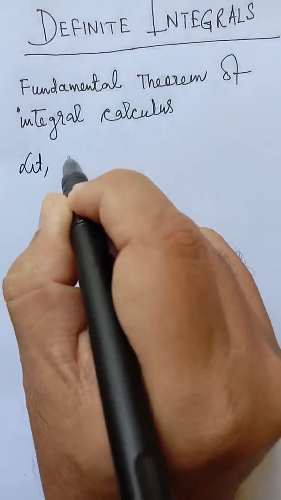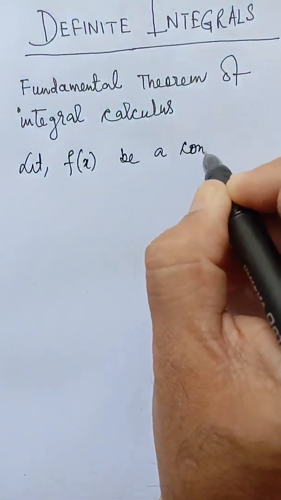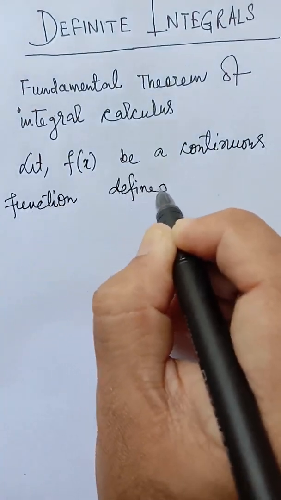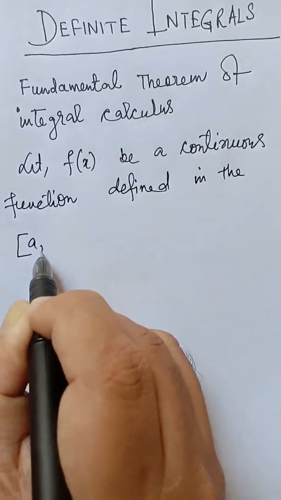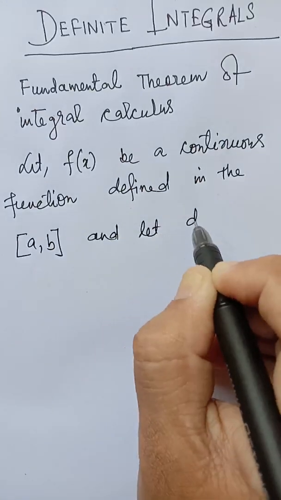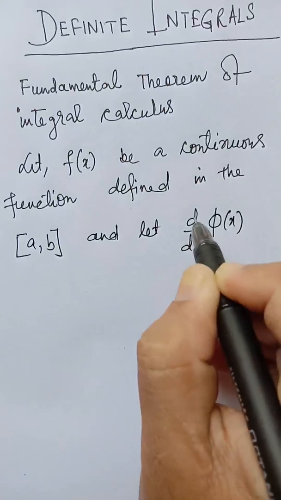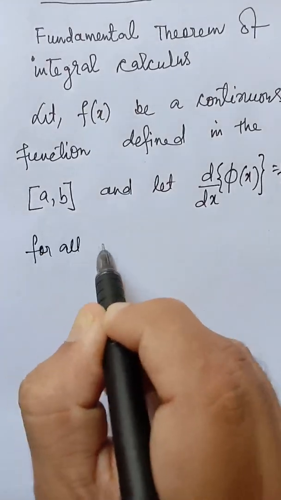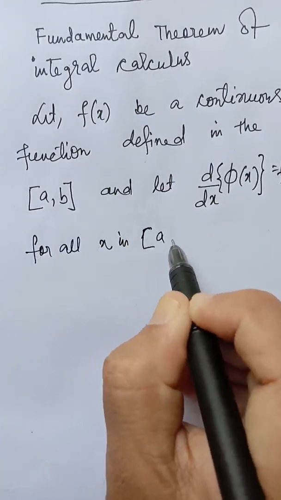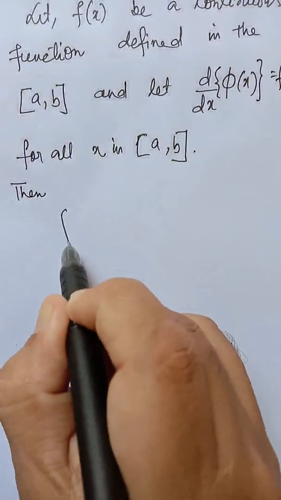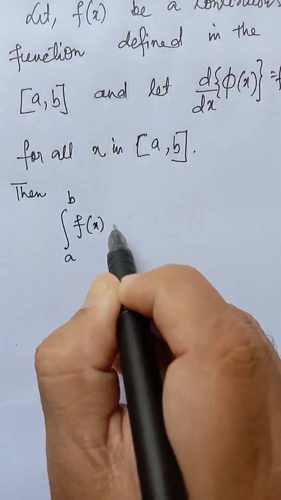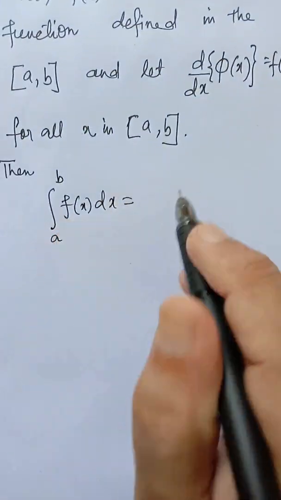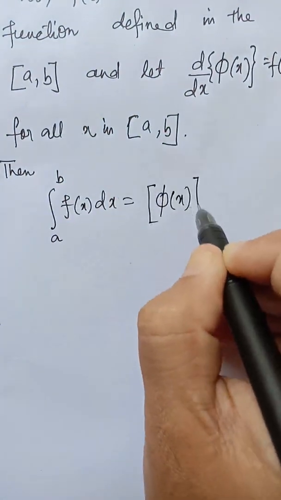Let f(x) be a continuous function defined in the closed interval [a, b], and suppose the derivative of phi(x) is equal to f(x) for all x in [a, b]. Then the integration from a to b of f(x) dx will be equal to, since the derivative of phi(x) is f(x), the integration of f(x) is phi(x), with the limits from a to b.